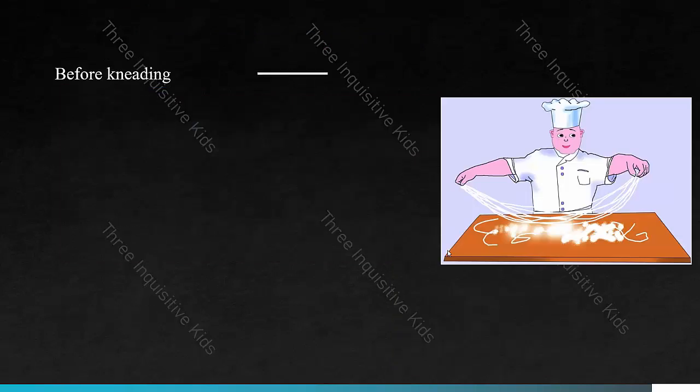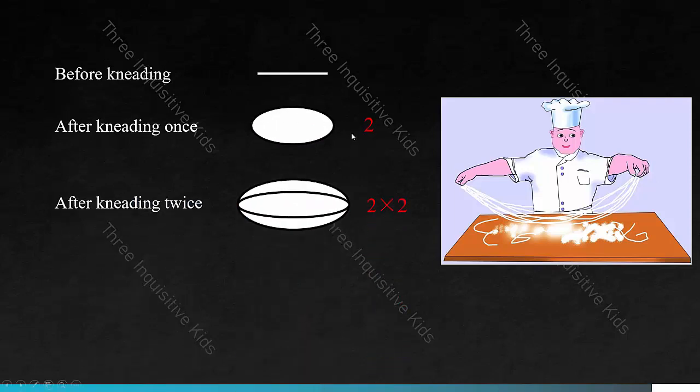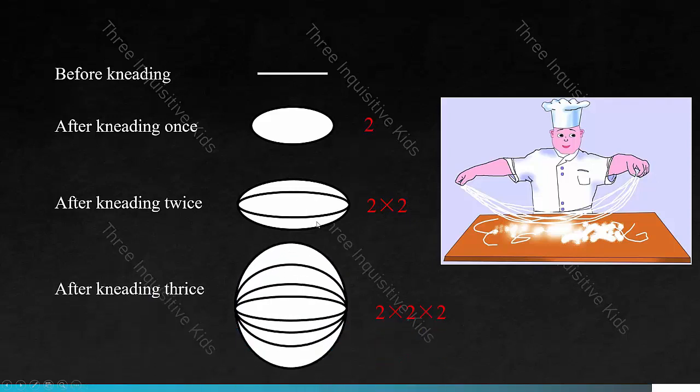Before kneading, we have one long strip of dough. After kneading once, when you stretch it out and fold it in half, you have 2 noodles. After kneading twice, you stretch it out and then fold it in half and pull again. There's 2 times 2 strands of noodles, which is 1, 2, 3, 4 strands. And after kneading thrice, it's 2 times 2 times 2, which is 8. So you can see we're multiplying 2 to the previous number every time we knead.